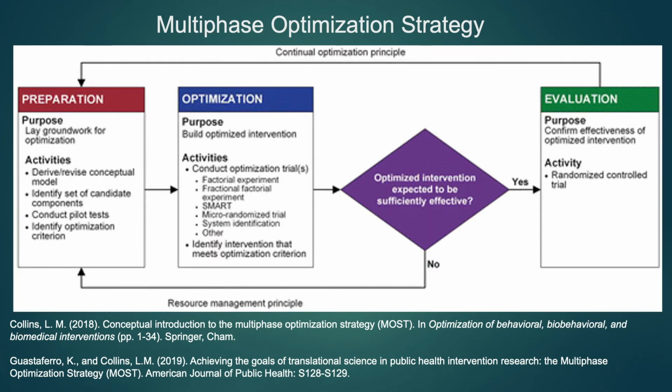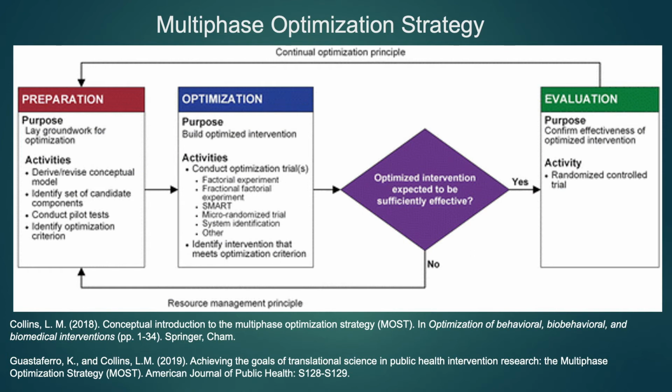In Linda Collins' work on this, she identifies these different phases of the MOST strategy: the preparation, so laying the groundwork, thinking about the conceptual model, which is key, deriving or adapting your conceptual model, identifying the components, conducting pilot tests, identifying what optimization means in your criteria. And so in the optimization phase, you want to build that optimized intervention, really have a moving process in which you can evaluate those different components that you think are important.